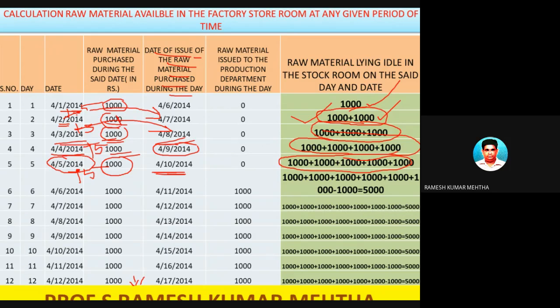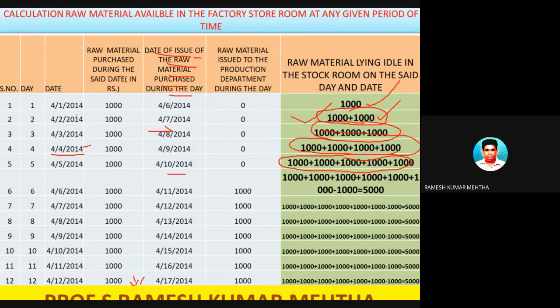Now on the sixth day, very important, what is going to happen? How much raw material was there up to the fifth day? That you have to remember. On the fifth day, we have raw material of 5,000 rupees. If you total this, we have raw material in the stock room worth 5,000 rupees. Now on 6th April 2014, I am purchasing another 1,000 rupees of raw material, and this will be issued to the production center after 5 days, that is on 11th.